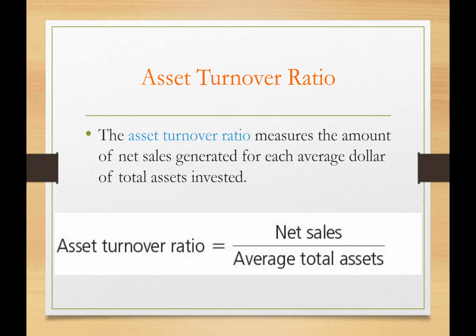Asset turnover ratio. In this particular case, we're going to see how much in net sales we are generating for every dollar amount of assets that we invest. Again, assets are something that we have to go out and acquire, and are they generating sales for us? So we're going to take our net sales divided by average total assets to get our asset turnover ratio, and again here we would want this to be higher the better.